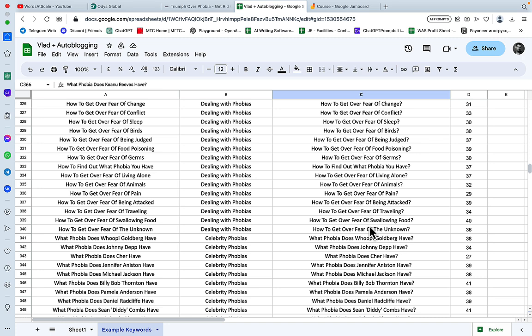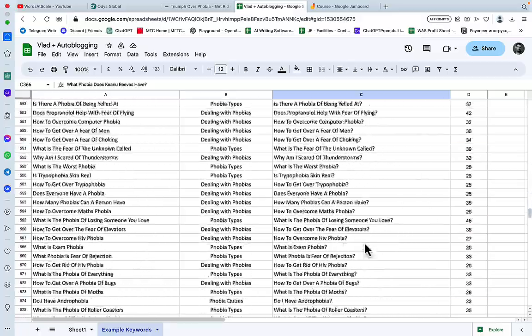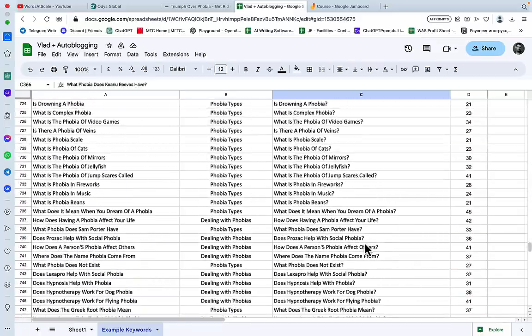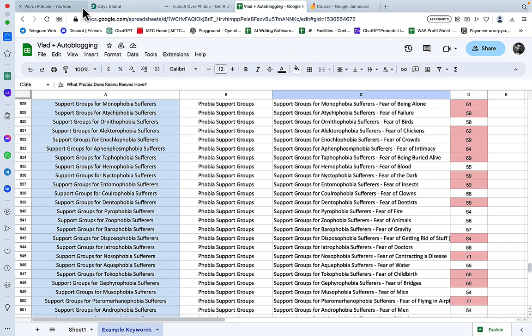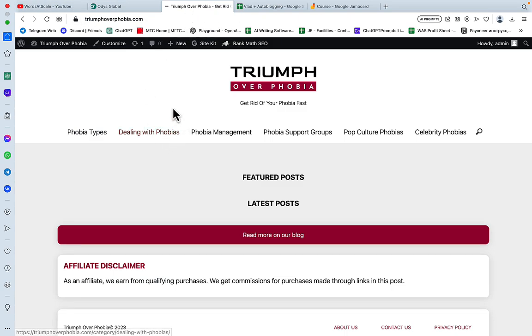So these are not made up compared to the support groups and the management clusters. But again, this is going to be a very fun experiment for me, because strictly speaking, these two clusters are from Ahrefs and Keyword Explorer.